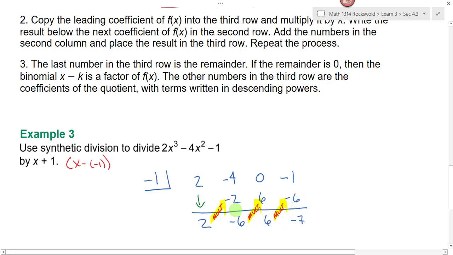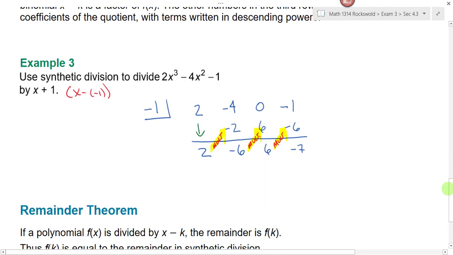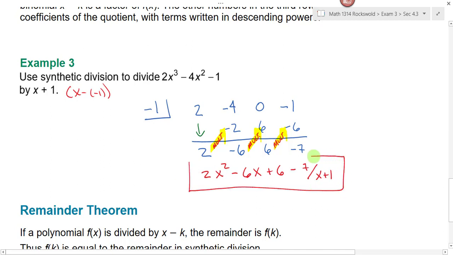Now when you do synthetic division, because you're dividing an x cubed by an x, the numbers down here are the coefficients for an x squared. So what I would have here is 2x squared minus 6x plus 6, and my remainder is negative 7, so I would write negative 7 divided by x plus 1, my divisor, and this would be my final answer. The number that's right here is the remainder. If you divide a cubic function by a linear function, the result is going to be a quadratic function.